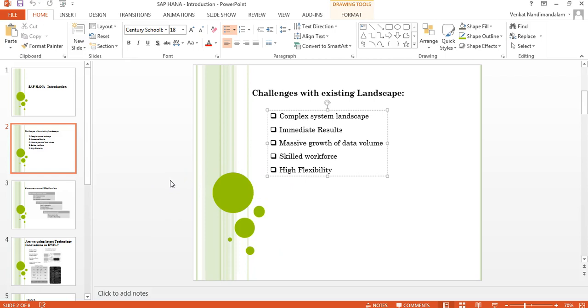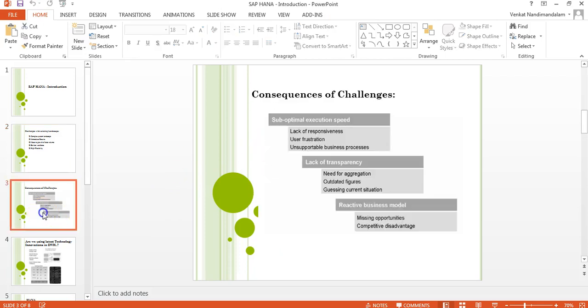So what are the consequences that customers are getting because of these challenges? Obviously, they don't have that responsiveness now, because the queries or the reports, whatever you are running in the system, are taking a lot of time. Why? Because you have so much data now. And obviously, users or the business will get frustrated because of that.